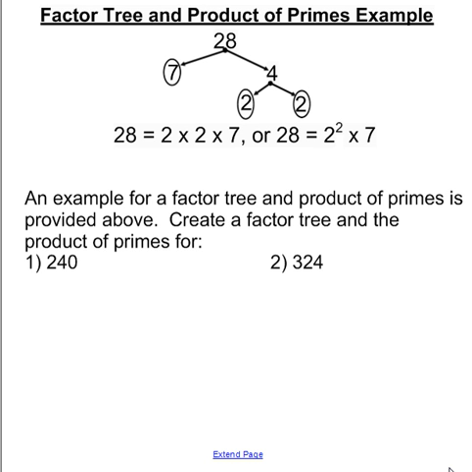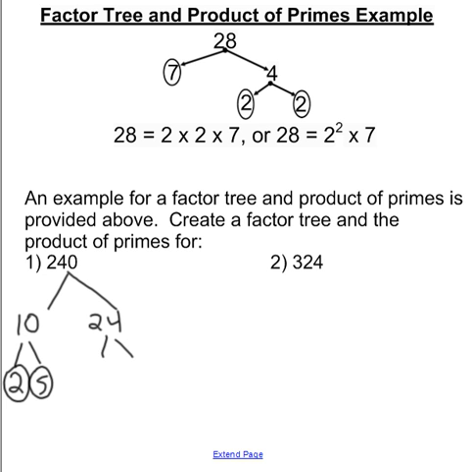Now when I create my tree factor, I can start with any two factors I want. So say I decide to start with 10 times 24. Then I would say that 10 is 2 and 5. And those are primes, so I circle them.